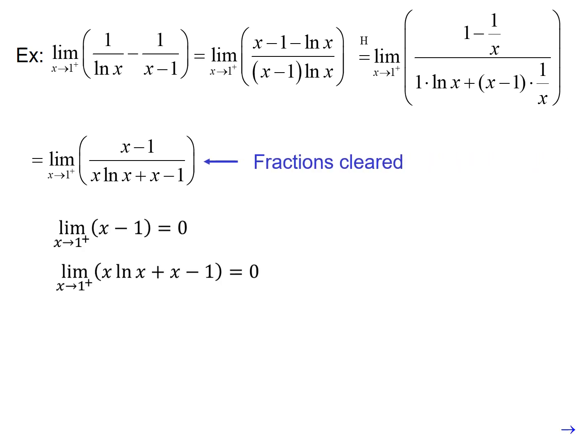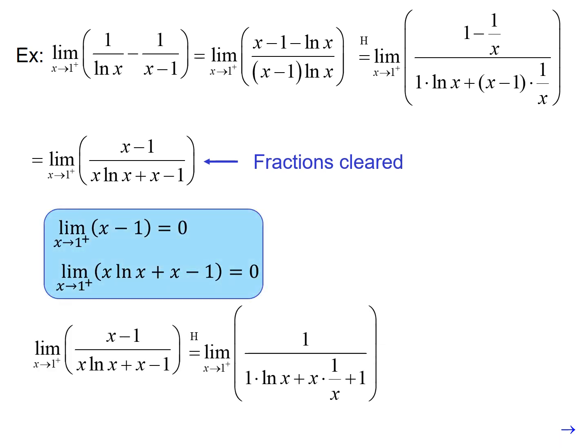The limit of the top is 0. The limit of the bottom is 0. So we're going to apply L'Hopital's rule again. All right, we can simplify that down. Now if we approach 1 from the right-hand side, we have 1 on top divided by natural log of 1, which is going to be 0, plus 1, plus 1, over 1, we end up with 1/2.